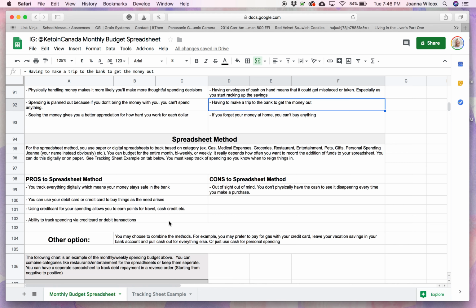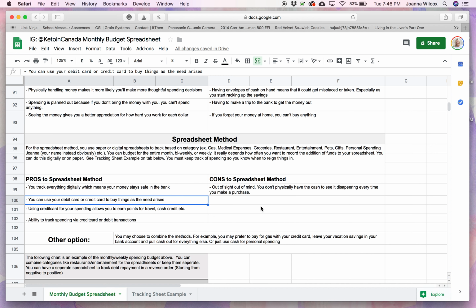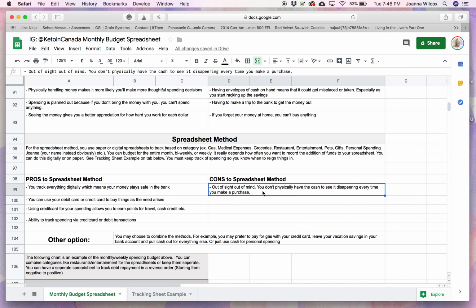And then, the pros to the spreadsheet method is that you can track everything digitally, which means your money stays safe in the bank. You can use your debit card or credit card to buy things as need arises, and then there's a history of it. You can also get points for travel, cash credit on your credit cards. I'm big on that. And you can track it because you can go back and see, let's say this week, where did we spend our money? And you can kind of just do an audit of your spreadsheets, or every 2 weeks, or however you feel like doing it. The cons of the spreadsheet method is it is out of sight, out of mind.